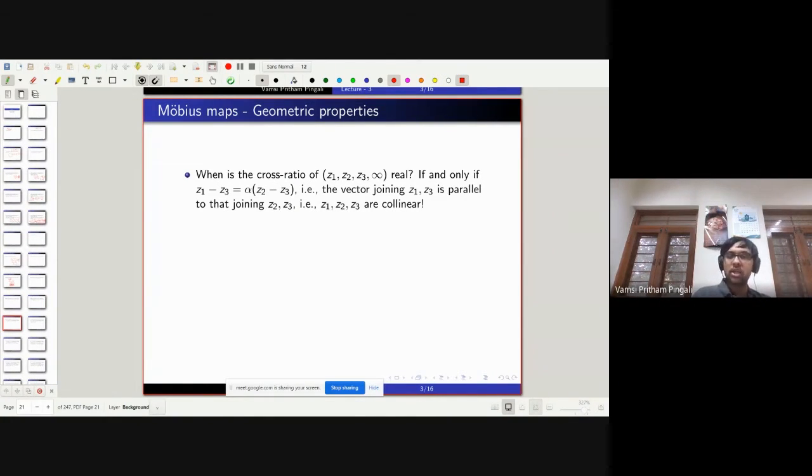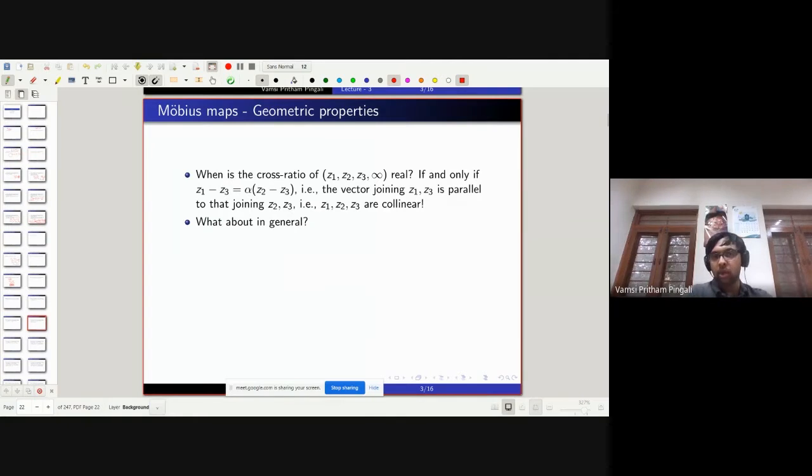So the cross ratio of these 4 points is real if and only if these 3 points, Z1, Z2, and Z3, lie on a straight line. Okay, so that's a very pleasant property, right? So you can directly know when 3 points are collinear by simply computing the cross ratio of these 4 points.